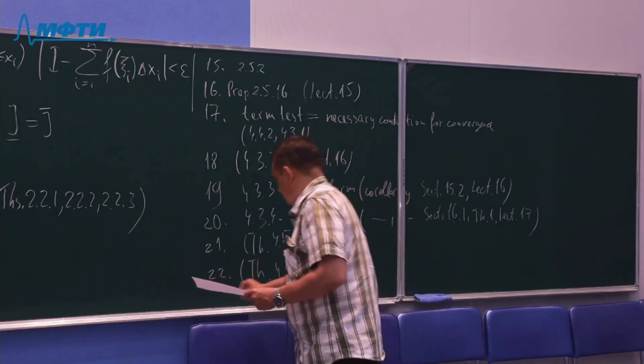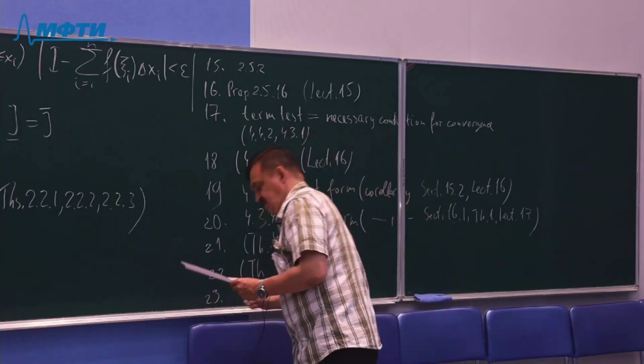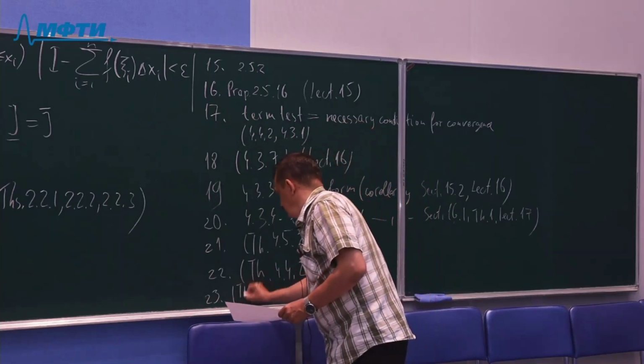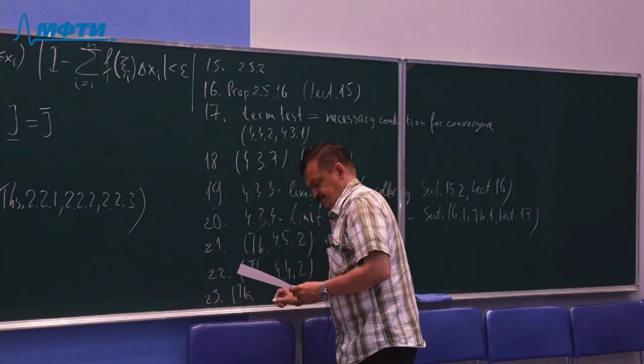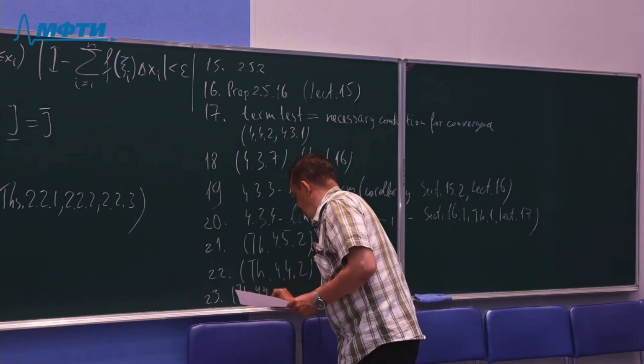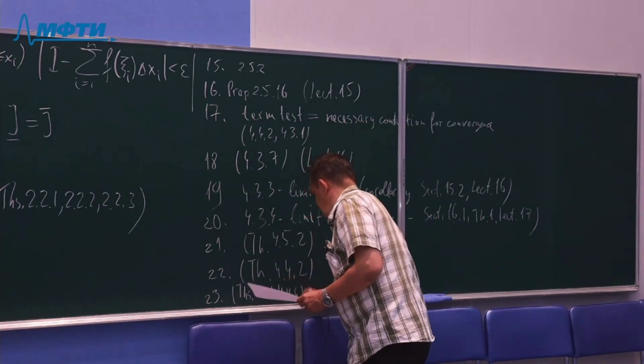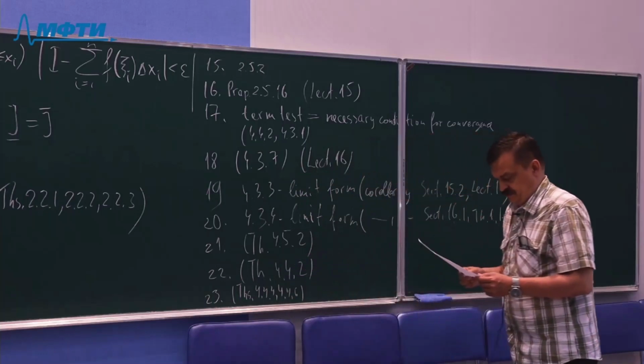Question 23. Dirichlet and Abel test for series of numbers. Theorems 4.4.4 and 4.4.6 from your lecture notes.